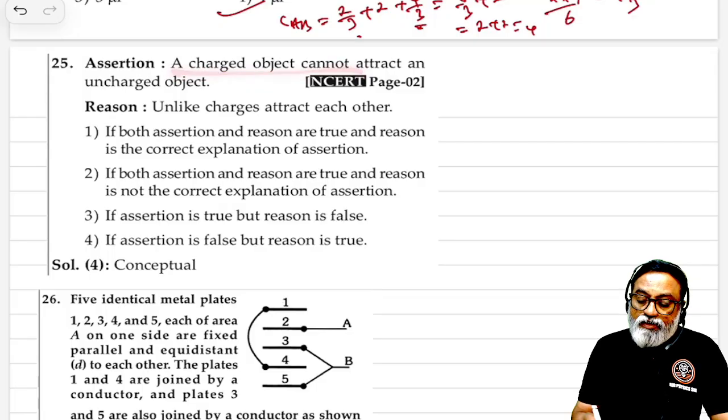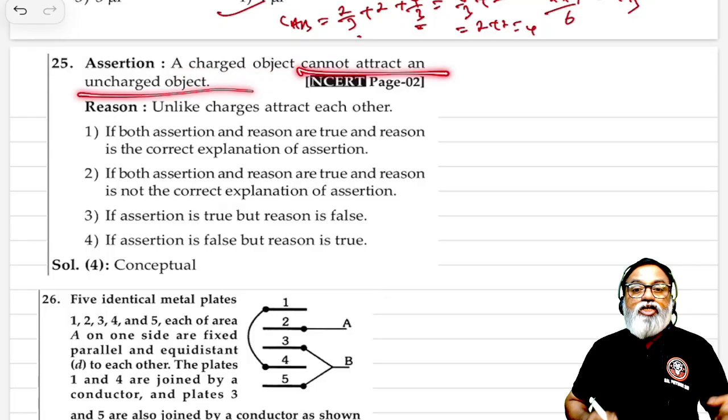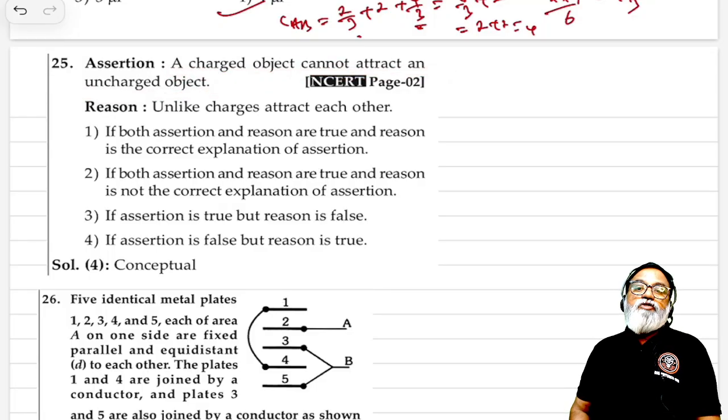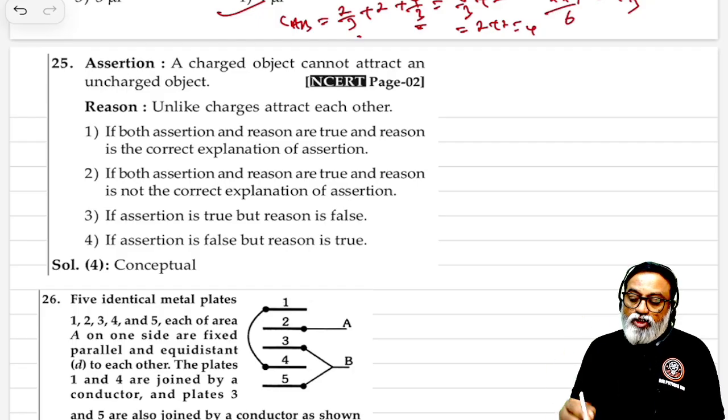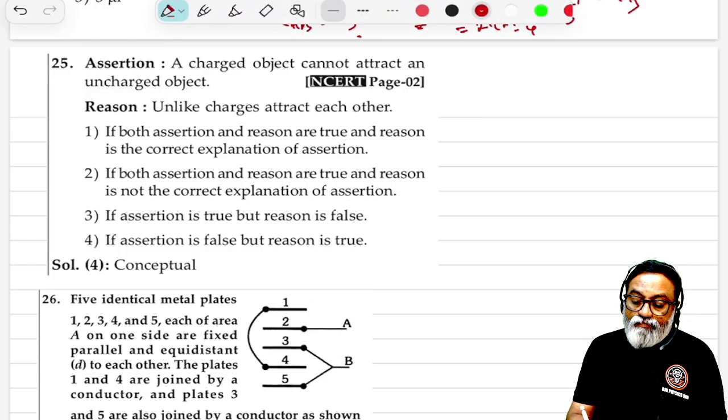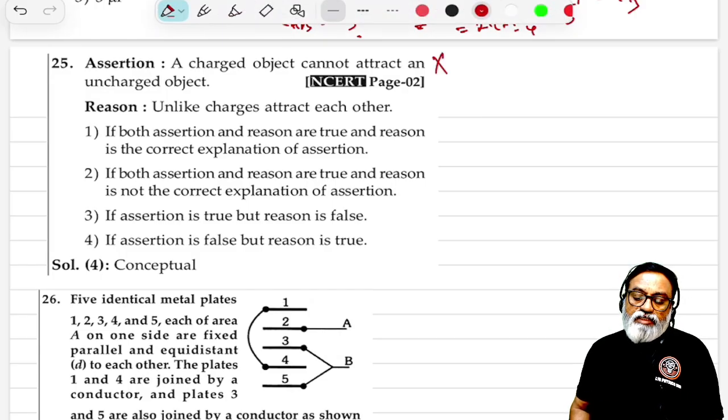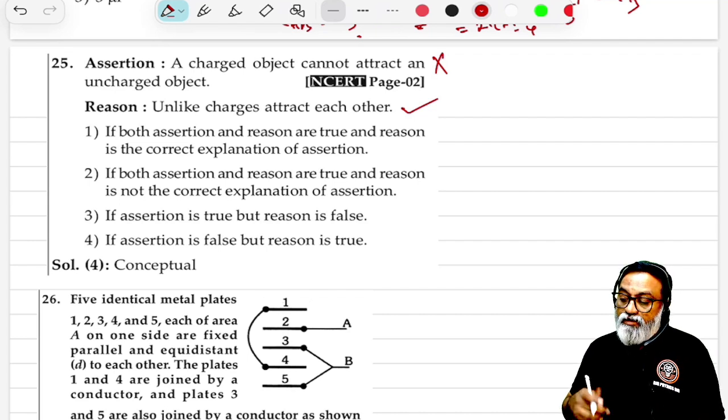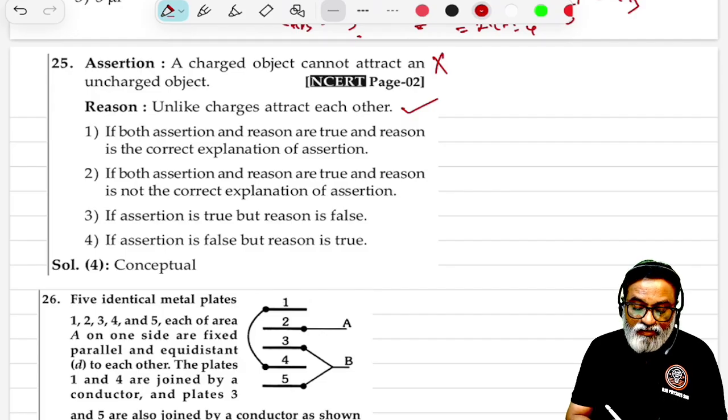A charged object cannot attract an uncharged object. See, a charged object can attract an uncharged object due to induction. Therefore, this one is wrong. And unlike charges attract each other, it is correct. Therefore, assertion wrong, reason is correct. Therefore, the answer is assertion false, reason true, fourth one.